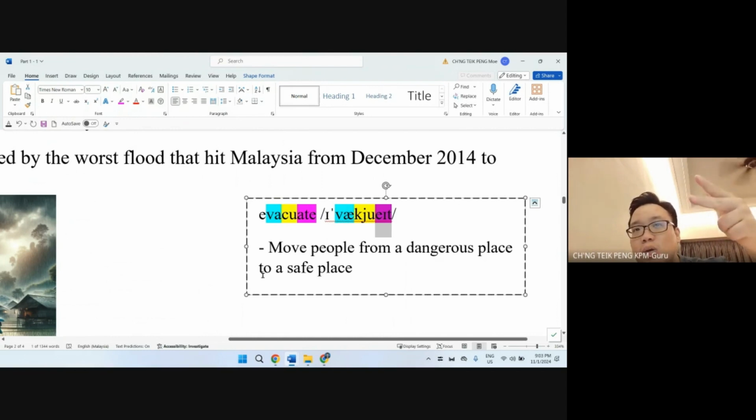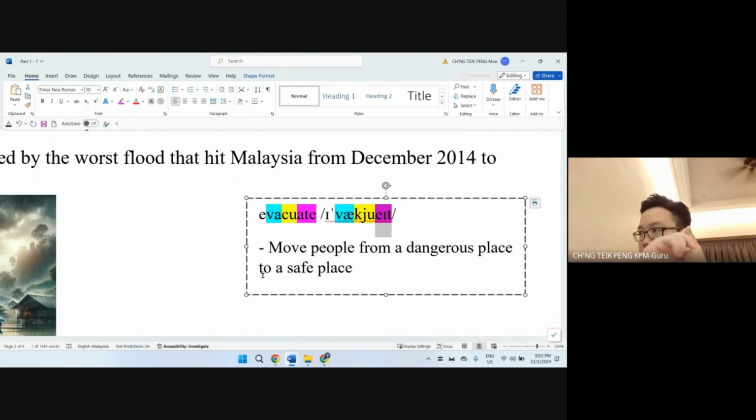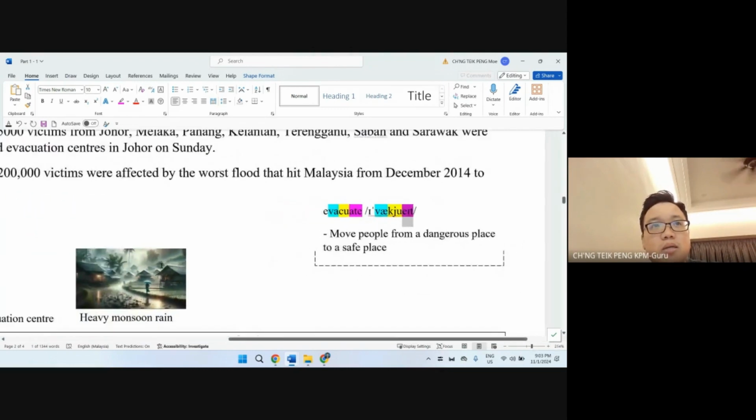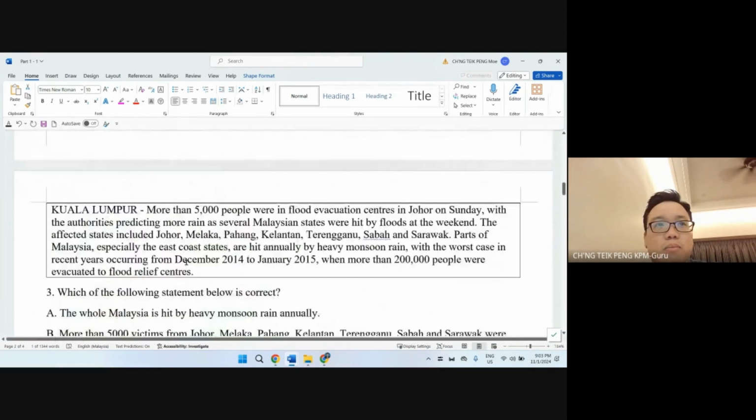Evacuate, evacuate. But you shouldn't speak like a robot. You have to make it smooth. Evacuate, evacuate. All right, evacuate. Make it smooth. Understand? So when we evacuate people, we move people from a dangerous place to a safe place. Okay? So let's look at the text here.